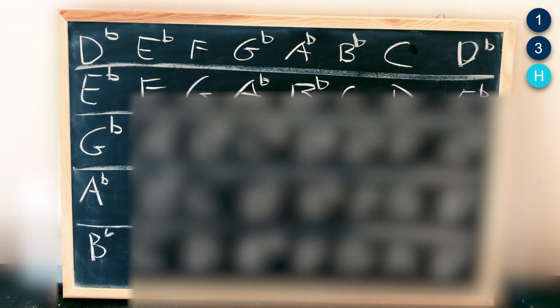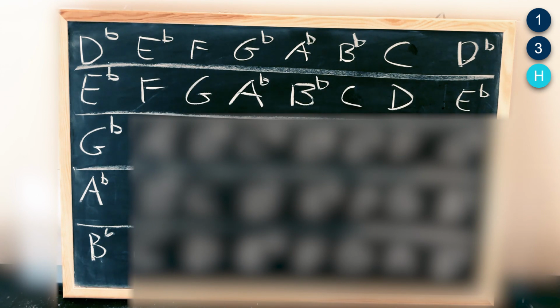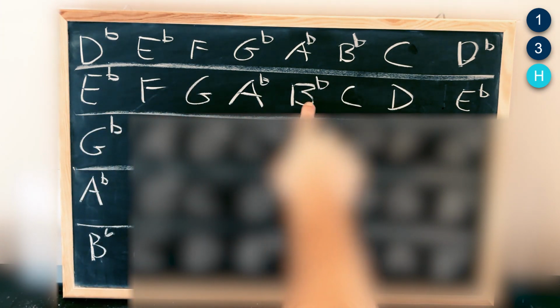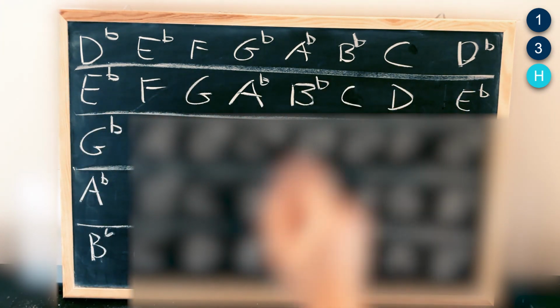Let's have a look at E flat major. Also here, a lot more clean than its brother or sister, the D sharp major. So E flat, F, G, A flat, B flat, C, D, and E flat.